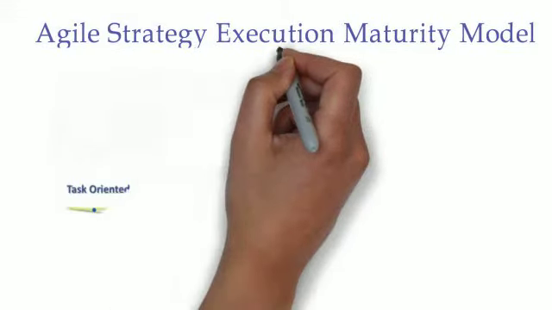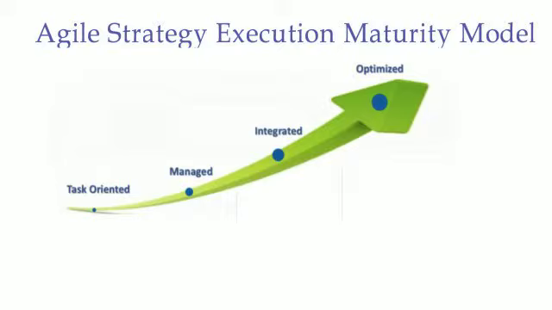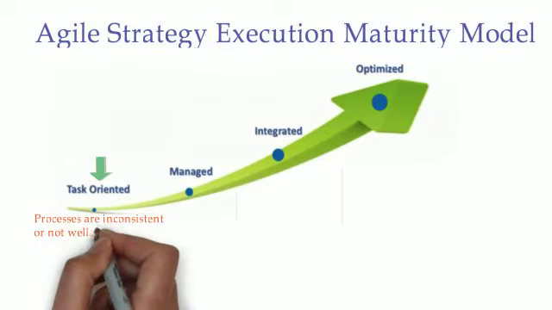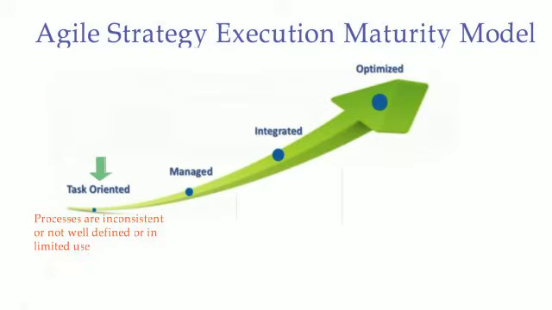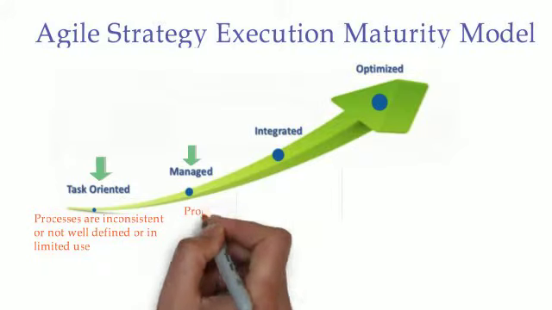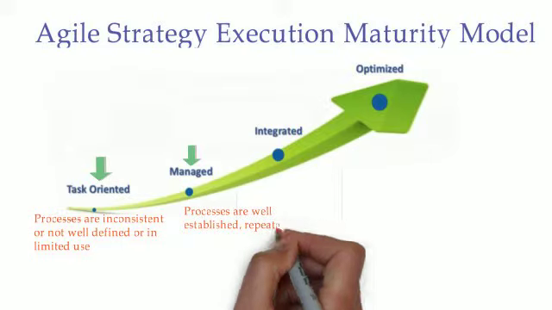Our Agile Strategy Execution Maturity Model assesses 4 key levels of maturity. The first level is what we call task-oriented. It means that execution enablement processes are inconsistent or not well defined or are in limited use. The second level, which we call managed, means that strategy execution processes are well established, repeatable, and utilized throughout the firm, though most likely in functionally defined silos.